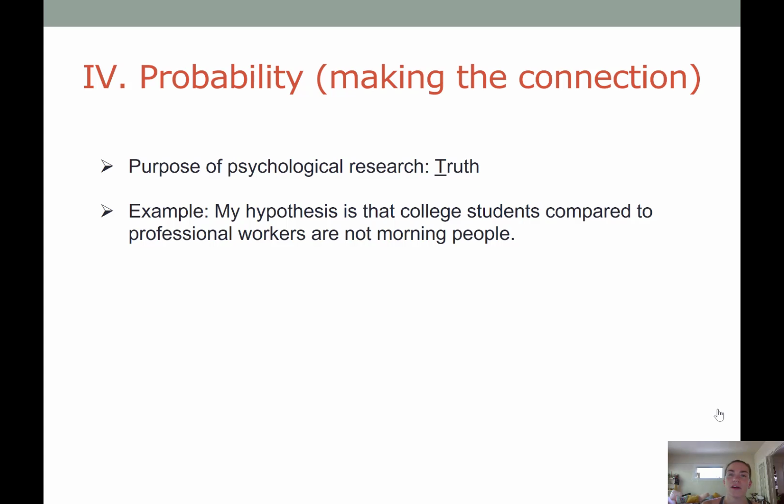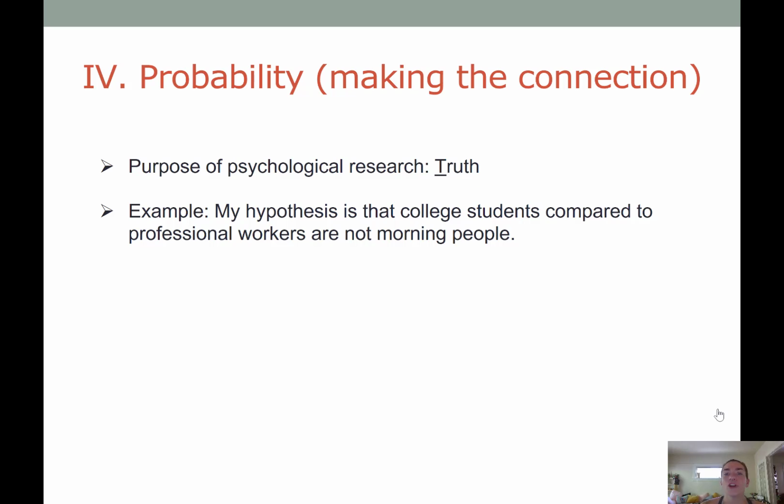The purpose of psychological research, or research in general, is usually that we're seeking some sort of truth, and that's truth with a capital T, importantly, because we really want to understand the truth about the world. We want to know what's really going on. And we never have access to that actual information, right? So if I have a hypothesis that college students, compared to professional workers, are not morning people, or in other words, that college students are less of morning people than professional workers, or would report themselves as being less like morning people.